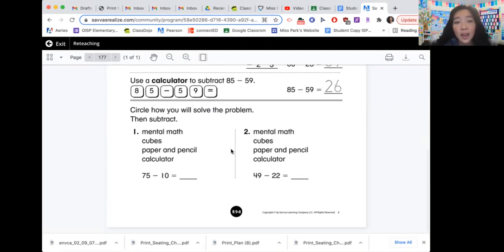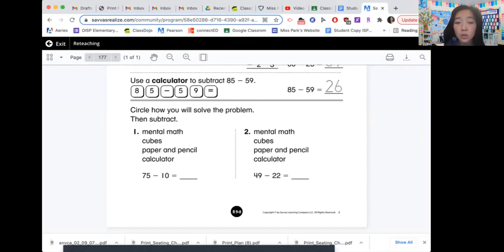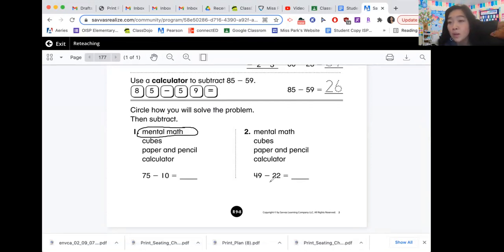Now, let's go ahead and circle how you will solve the problem, then subtract. For number one, let's use a little bit of mental math. So again, I'm in our math workbook for lesson 9-8. Okay, let's use some mental math. I want you to imagine that hundreds chart in your head. Okay, well, I see the 75. What would be right above the 75? What would be 10 less?